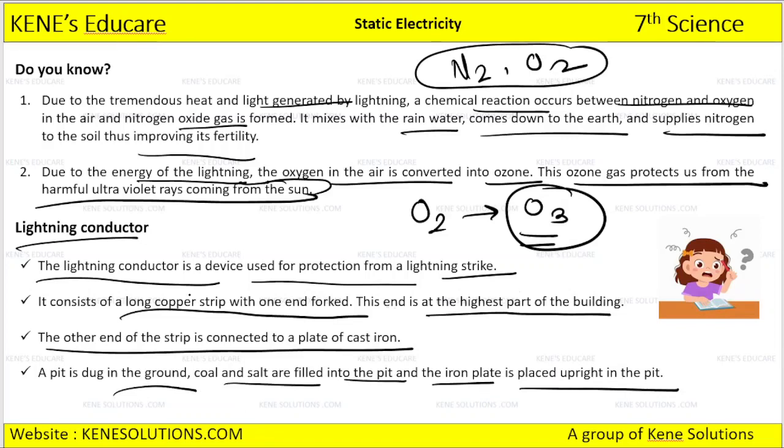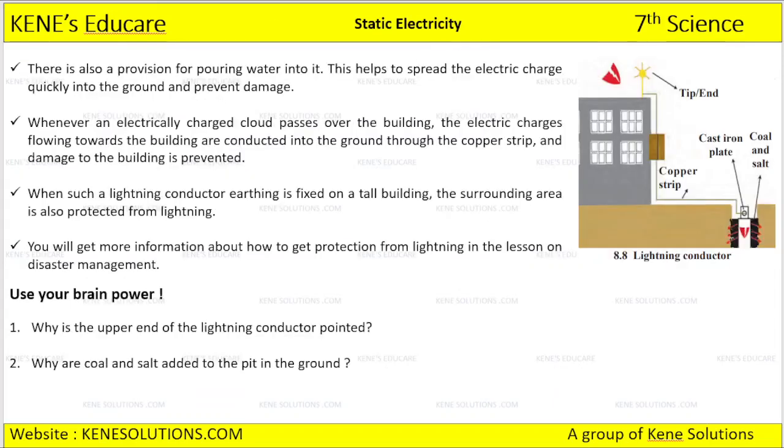Simply इस केस में क्या चेक किया जाता है, कॉपर स्ट्रिप एंड अनदर एंड इज फोर्क. तो अदर एंड जो है स्ट्रिप का that is connected to the plate of cast iron. एक बड़ा सा ग्राउंड में पिट किया जाता है, कोल एंड सॉल्ट उसमें डाल दिए जाते हैं and simply that is connected to that rod so that whatever the excess of charge would be there will get absorbed through that.